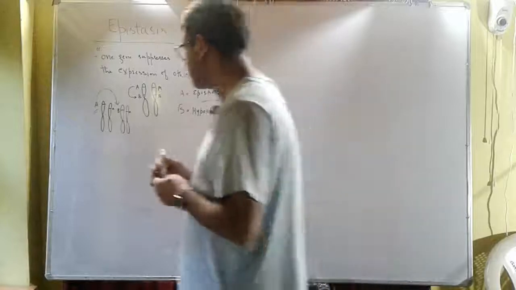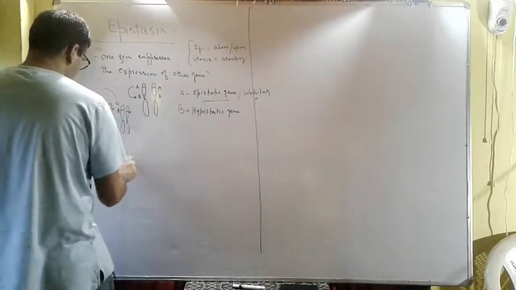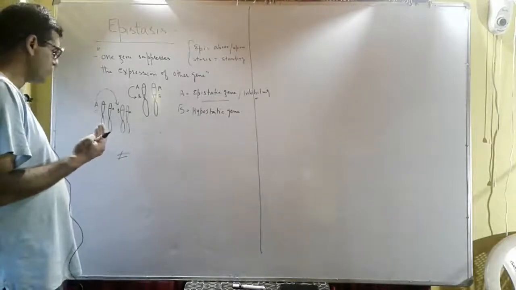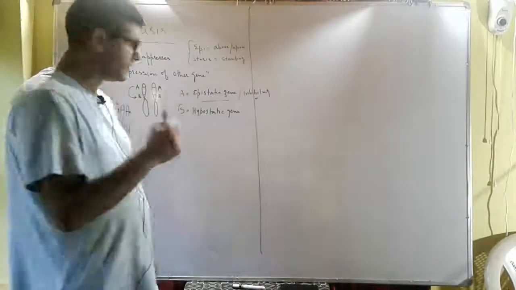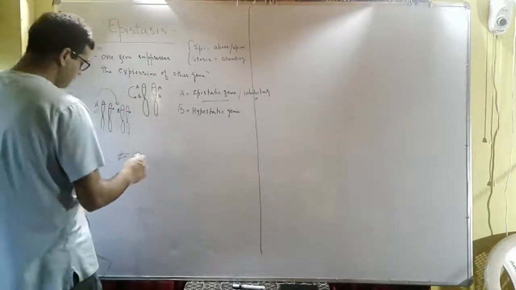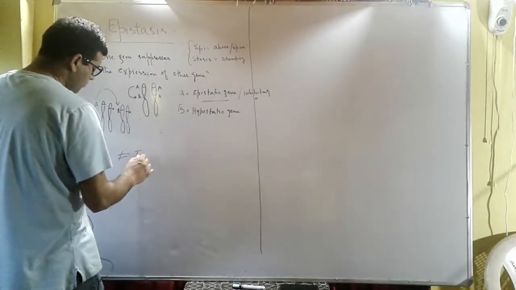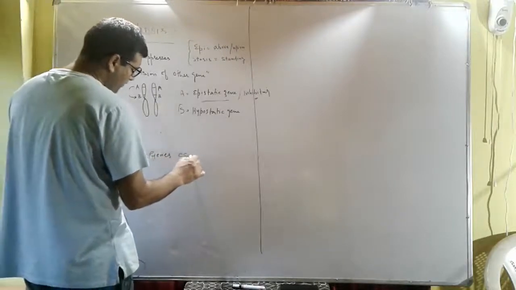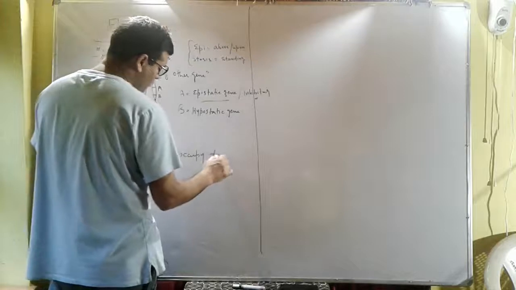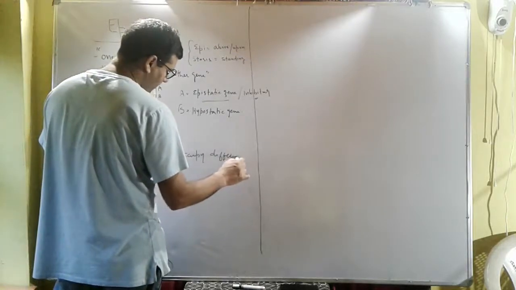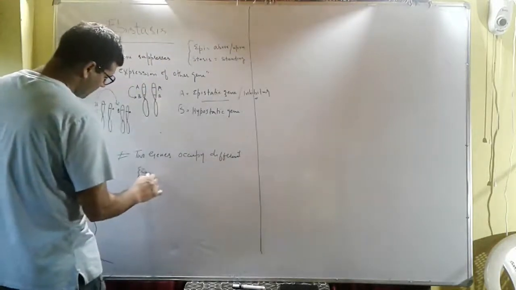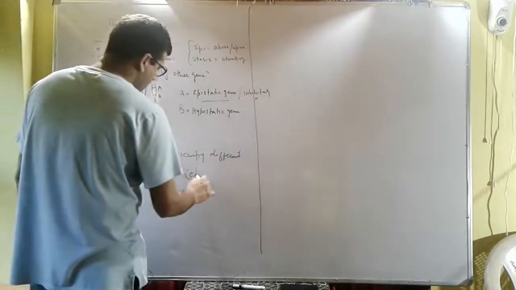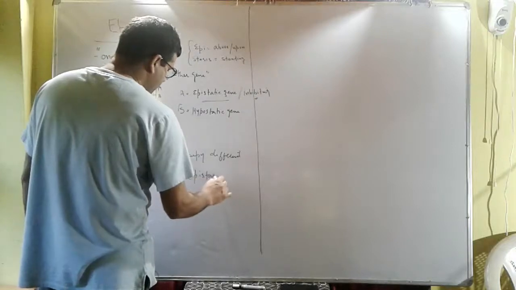This epistasis is similar to dominance recessiveness, but in case of epistasis, two genes occupy different gene loci.